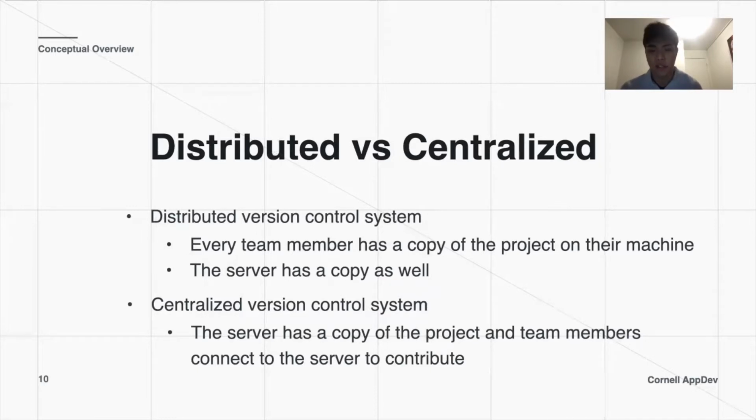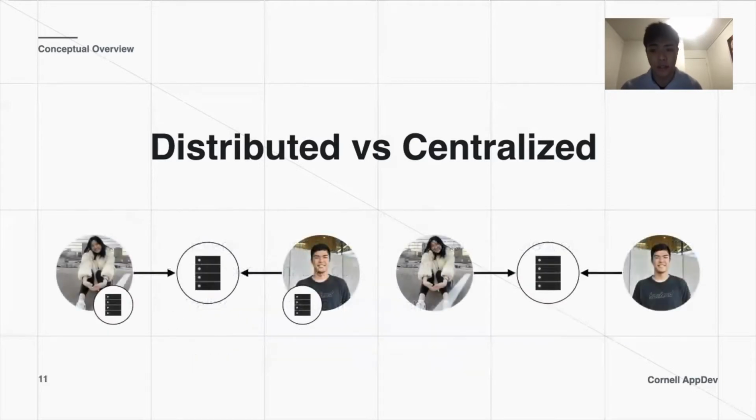On the contrary, in a centralized version control system, only the server has a copy of the project. Team members connect to the server and make edits and contribute that way. But the key difference is that in a distributed version control system, each member has a copy on their local machine. So if that's a little confusing for you, here's a little depiction. Imagine me and Kate are working on a project once again.